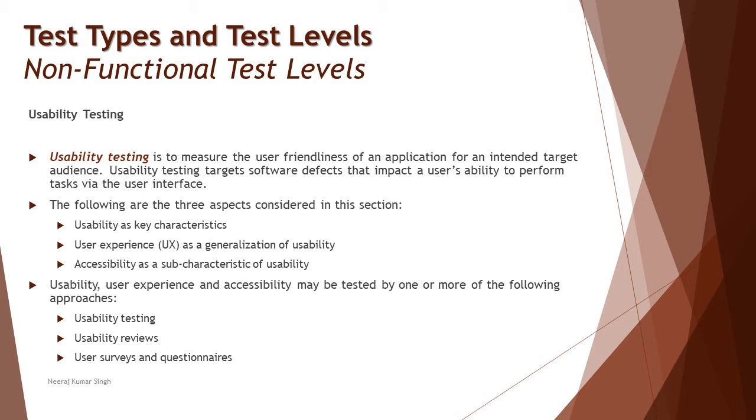In order to talk about the aspects of usability testing, it generally gets described in 3 different sections. Usability as the key characteristic, user experience, which the team or the end audience has while using the product, and accessibility as sub-characteristics of usability. Now, usability is of course the user-friendliness, that people find it convenient enough to operate, perform the necessary activities, and complete a given task.